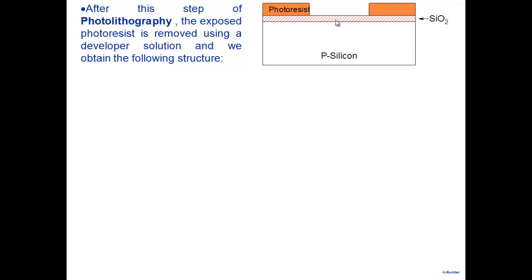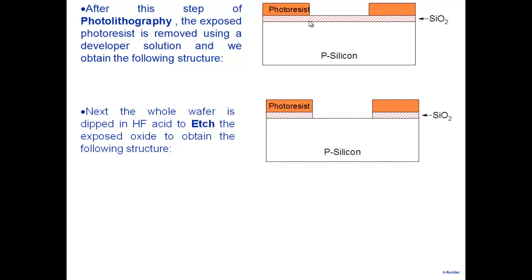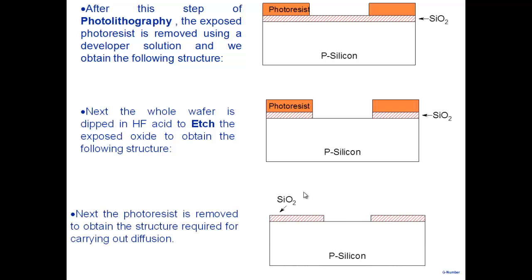Next, what you can do is, silicon dioxide, you can etch it in hydrofluoric acid. So you put it in HF for a certain time, and you can etch away the silicon dioxide from here, and the silicon dioxide remains here. And then you can put it in another solution, and you can remove the photoresist also, and you end up getting a window in silicon dioxide.